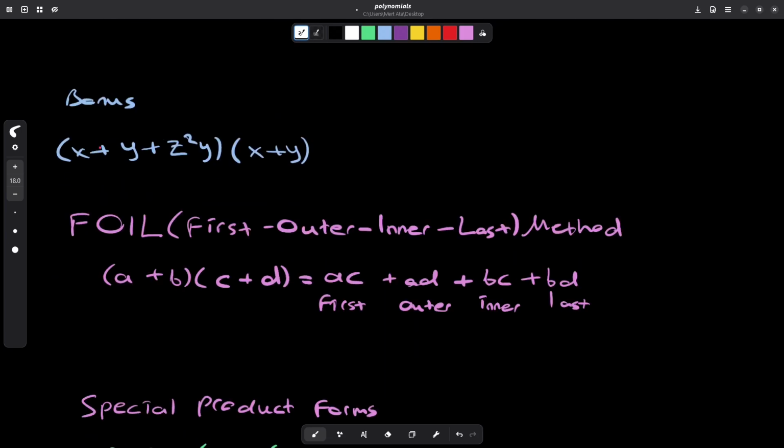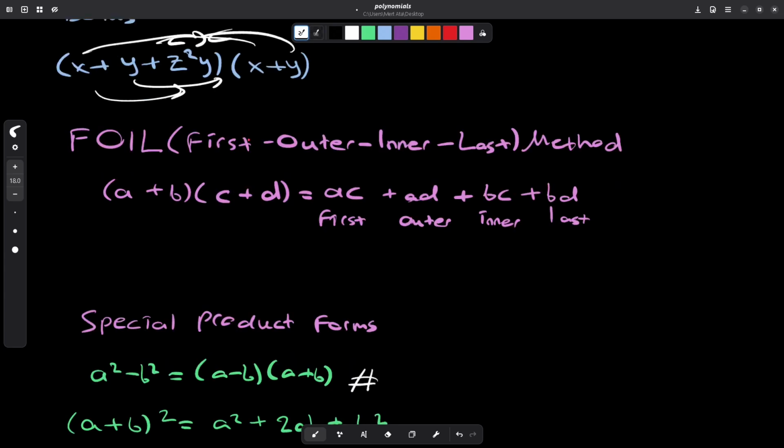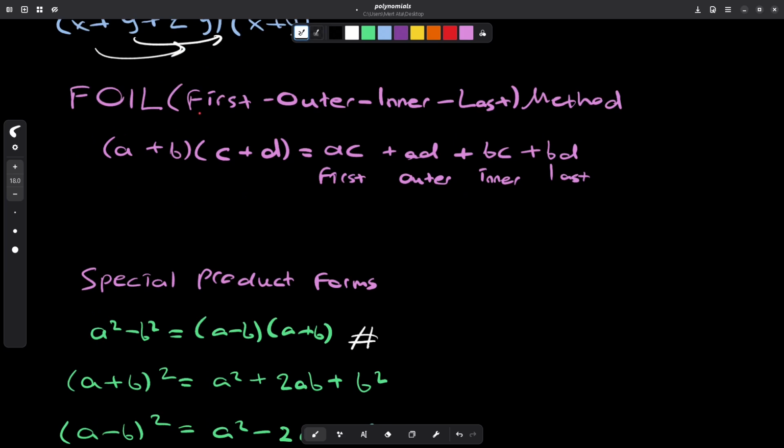A bonus for you, try to solve this by yourself. You will do the same thing. It doesn't matter which way you do it. You can start multiplying from left to right or right to left. Do however you want. Just make sure you multiply every term.